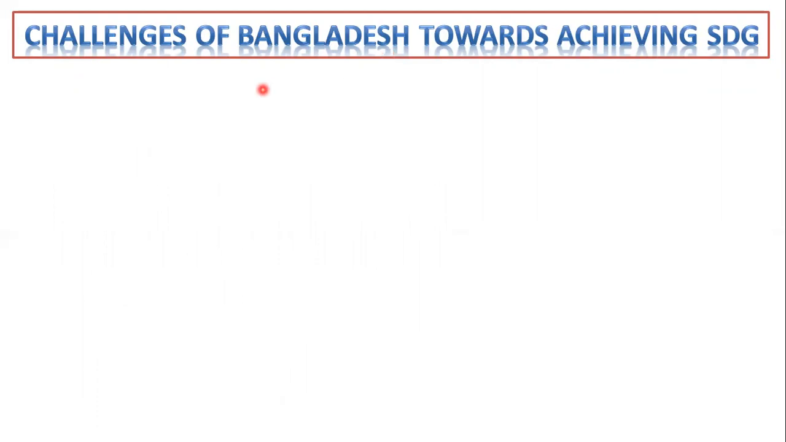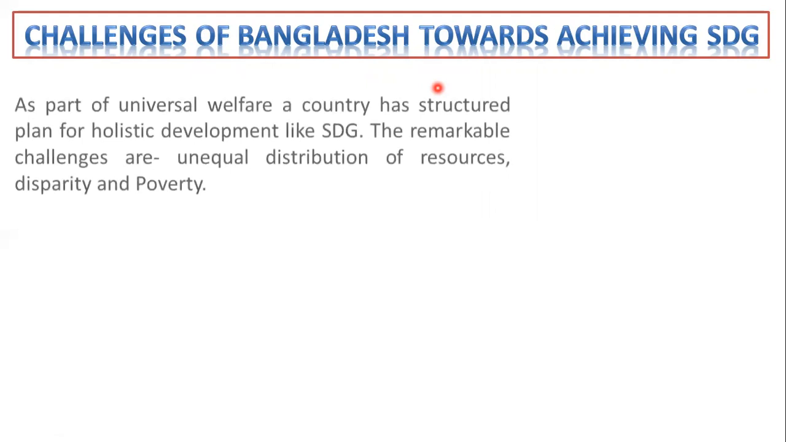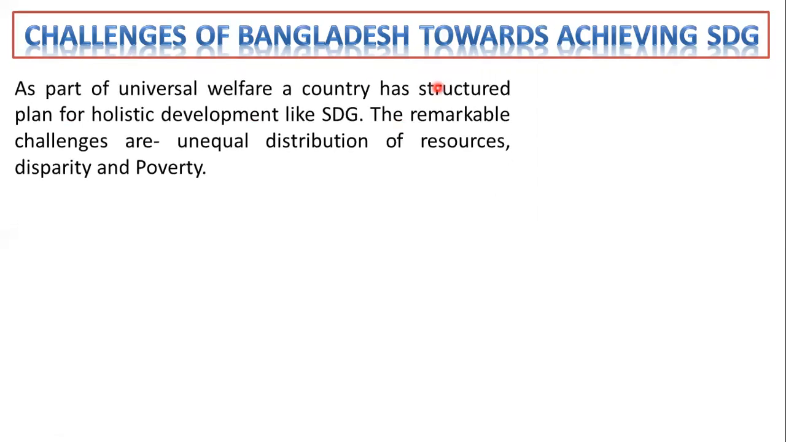Next stage of today's discussion, that is challenges of Bangladesh towards achieving SDG. What are the challenges in terms of achieving SDG in our country? As part of universal welfare, a country has a structured plan for holistic development. Holistic development means total development process, like SDG. That means SDG is a structured plan. You already know that there are 17 goals and 169 objectives, 230 indicators. That's why it's a plan.